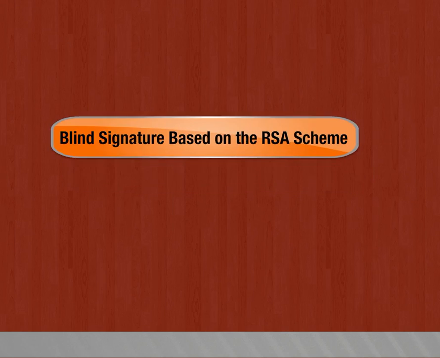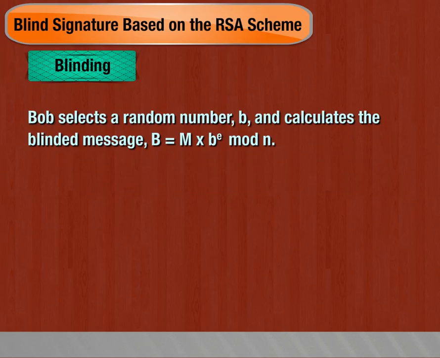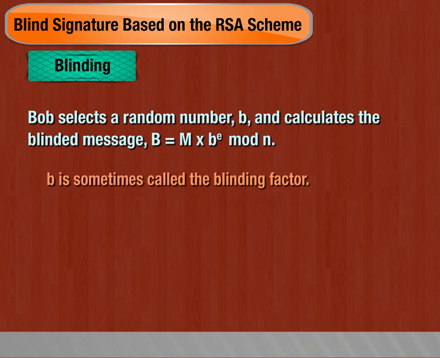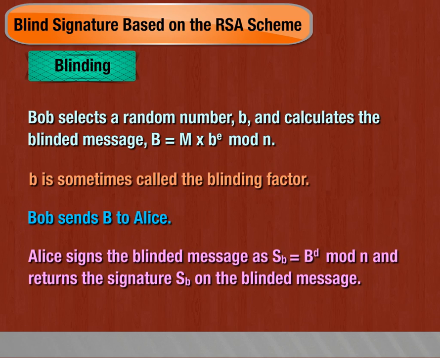Blind signature based on the RSA scheme. Blinding: Bob selects a random number, b, and calculates a blinded message. B = M times b^e mod n. b is sometimes called the blinding factor. Bob sends B to Alice. Alice signs the blinded message as S_B = B^d mod n and returns a signature S_B on the blinded message.